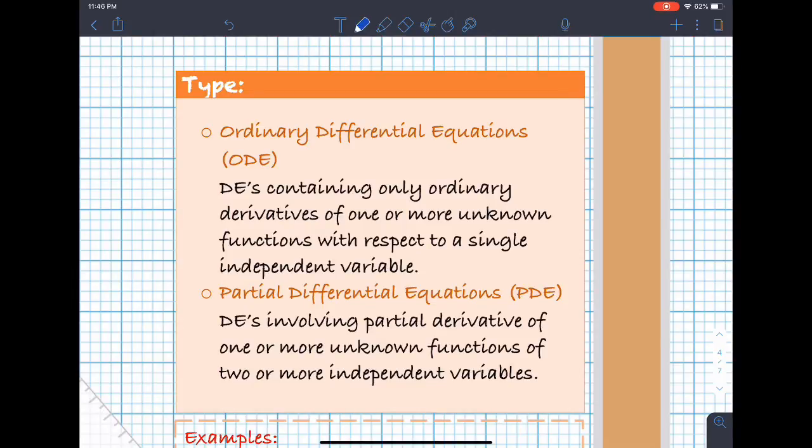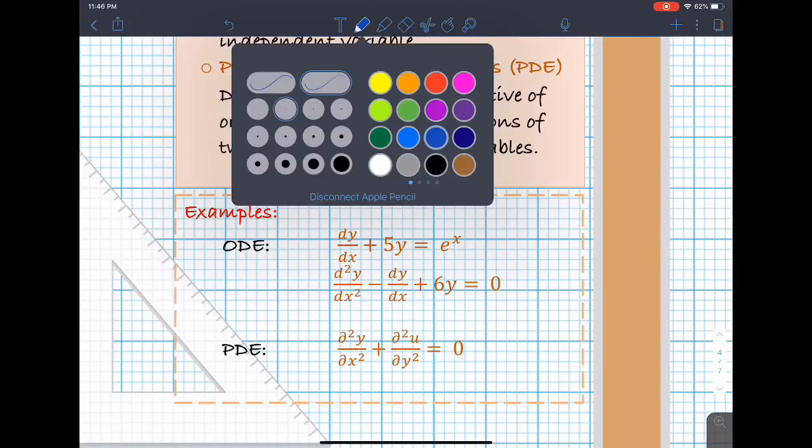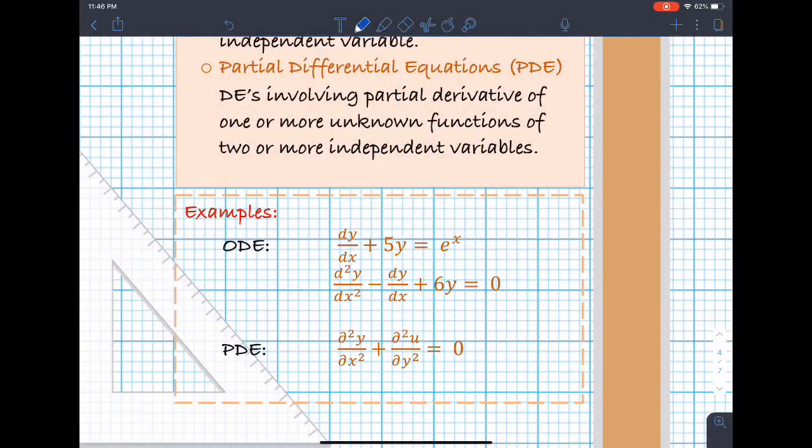Let's have an example of the difference between an ordinary differential equation and a partial differential equation. In the first one, we have dy/dx + 5y = e^x. We have the dependent variable y and the independent variable x. Since there's only one independent variable, which is x, therefore that is considered an ordinary differential equation.